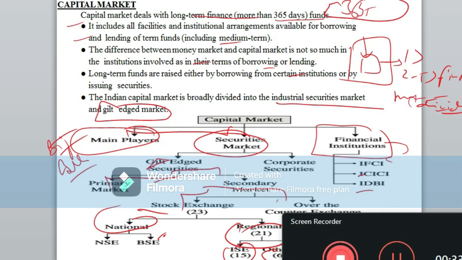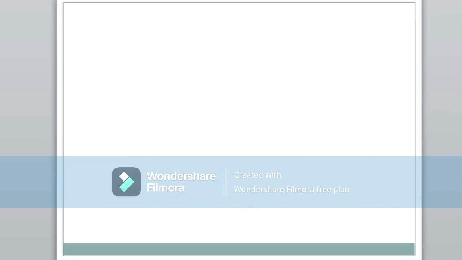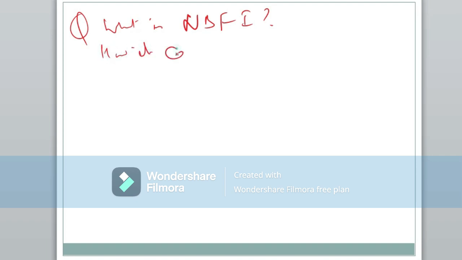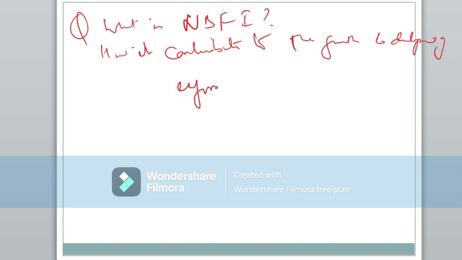Thank you. And we also have some parts in which you can learn answer writing methodology. Let us see some questions of economics. So what are non-banking financial institutions? How do they contribute to the growth and development of informal sectors in India?